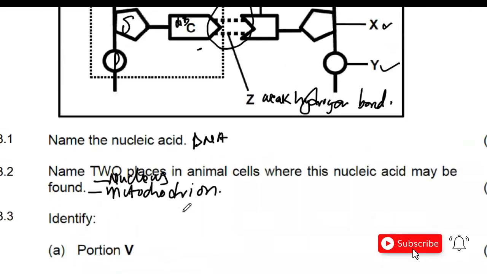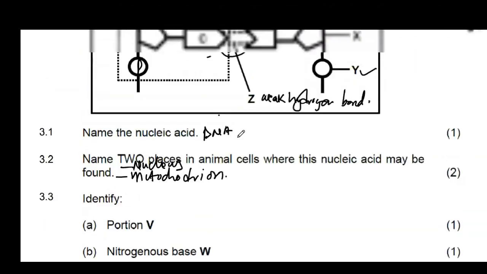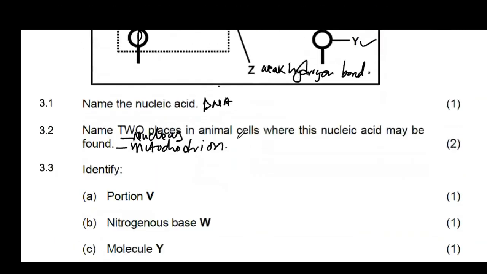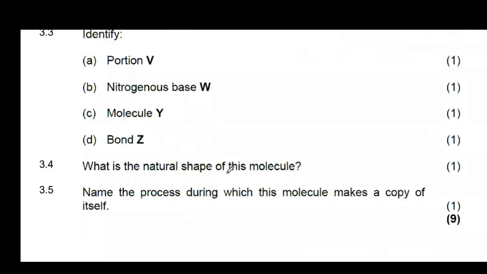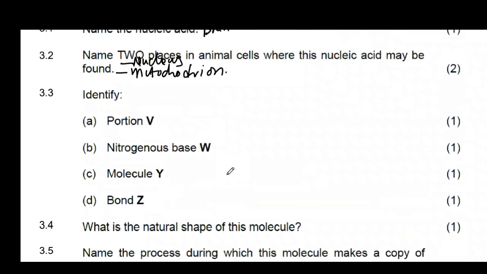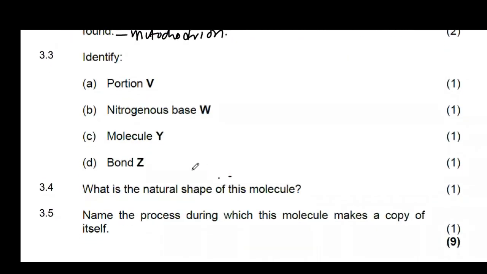They are saying name portion V. What is portion V? We say that these are the building blocks. This is the building block of DNA, so it is the nucleotide. Molecule Y. Where is Y? Molecule Y is a phosphate. We have seen that it is a phosphate group. Then they are saying bond Z, where is bond Z? Bond Z is weak hydrogen bonds. So I think we have seen the answer here. Weak hydrogen bond, phosphate group, nitrogenous base, we have seen it. And then portion W, which is the nucleotide.